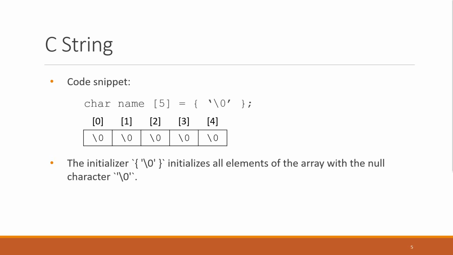Here, name is declared as a character array with a fixed size of 5. The initializer \0 initializes all elements of the array with the null character \0. Now, because every string in C is terminated by the null character \0, this initialization ensures that name represents an empty string. The null character at the end signifies the end of the string. So, after this declaration, name contains the null character \0 repeated 5 times. This means that name represents an empty string, as there are no characters before the null terminator.